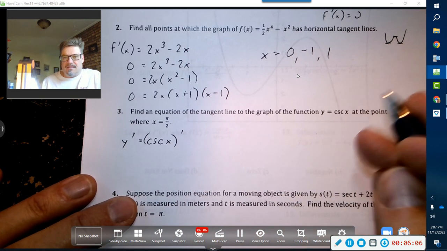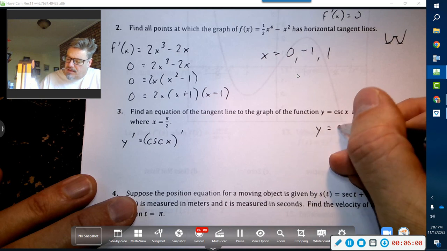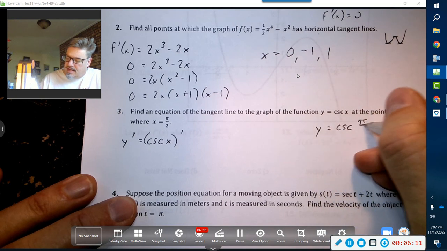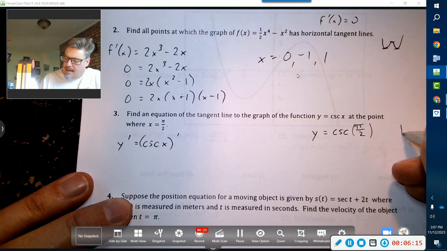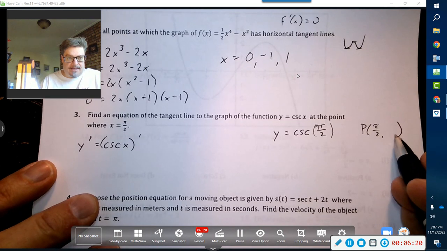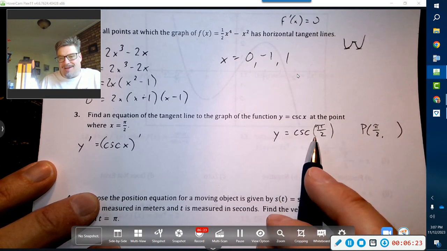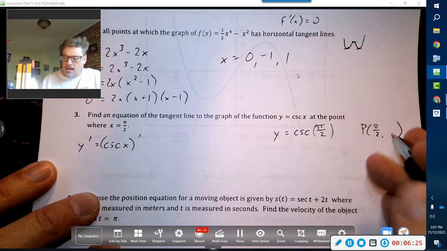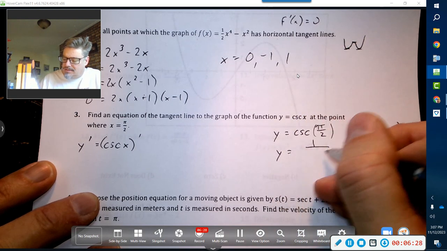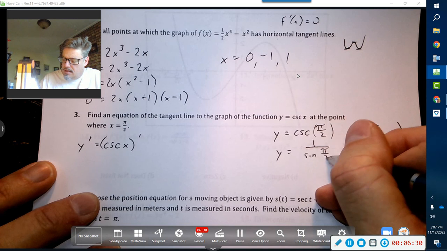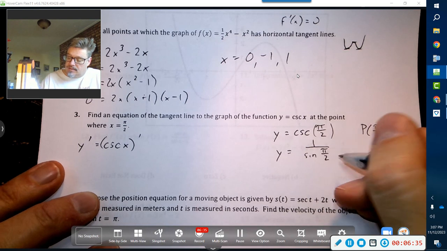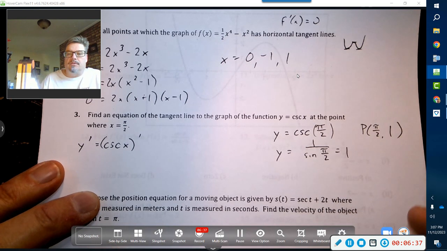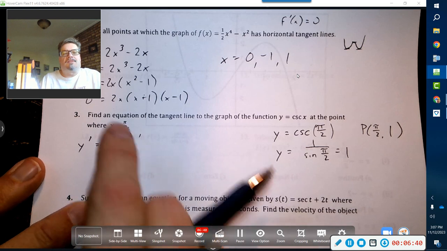But for the point, I want to figure out what the cosecant of pi over 2 actually is. Because for the point, I have pi over 2, but I need to figure out where we're actually at. So I need to plug in pi over 2 here, and what I remember is that cosecant is 1 over sine. So at pi over 2, the sine is 1, so this is 1. So the point is pi over 2, comma 1.